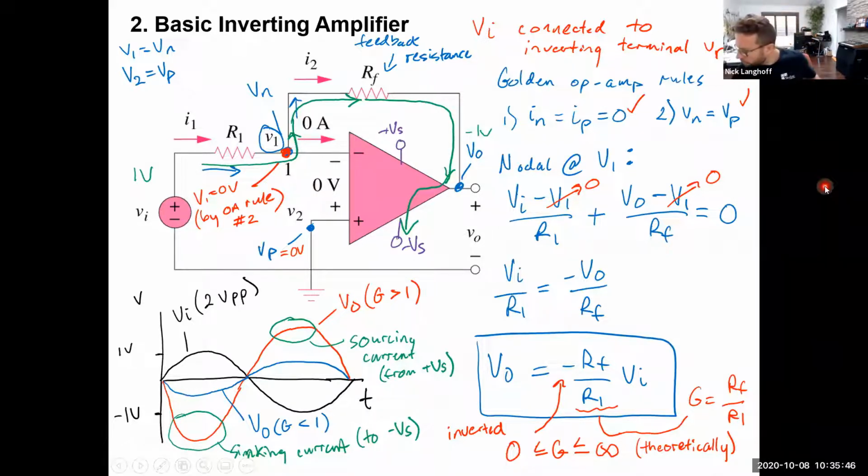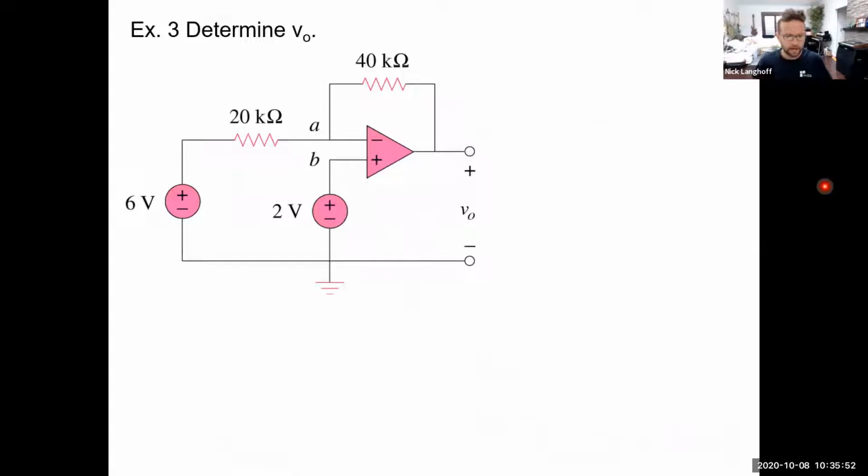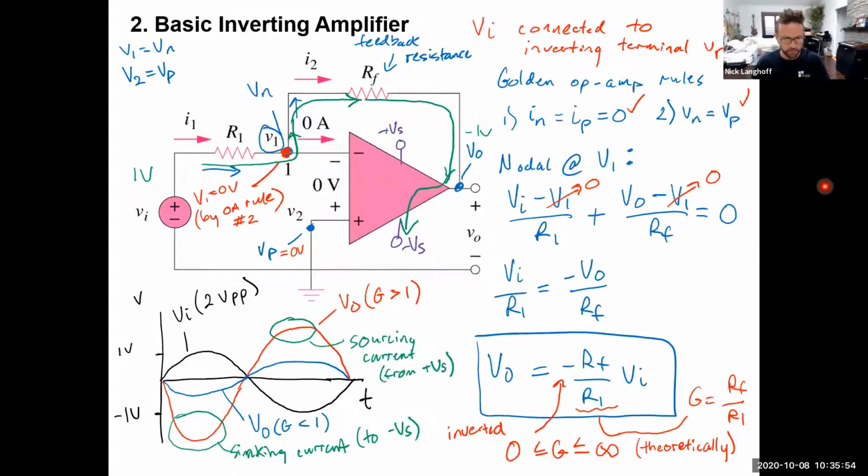Okay, so let's then go and look at an arbitrary circuit. Here's one. So getting back to this, when you see a source connected to an op-amp where the non-inverting terminal is grounded, and the signal is applied through a resistor to the inverting terminal, and there's one feedback resistor, that's an inverting amplifier.